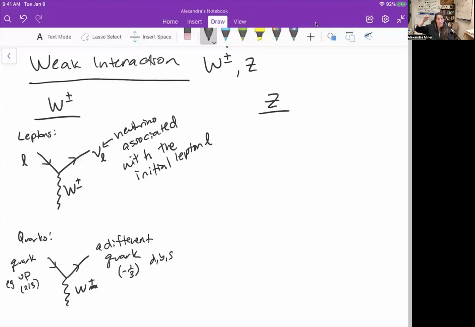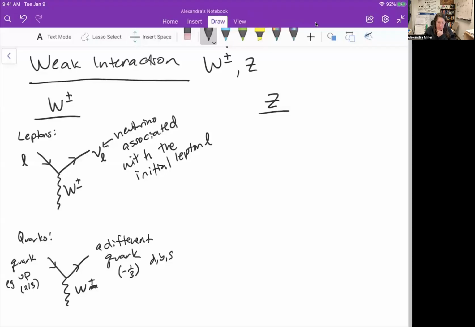The probability that it changes into the down quark, if you're starting with the up, is that the down quark is the most likely. But it turns out any of the 3 are possible. And so the weak interaction for quarks ends up being a little more complex for this reason. And so at this stage, you really just need to make sure that charge is being conserved.